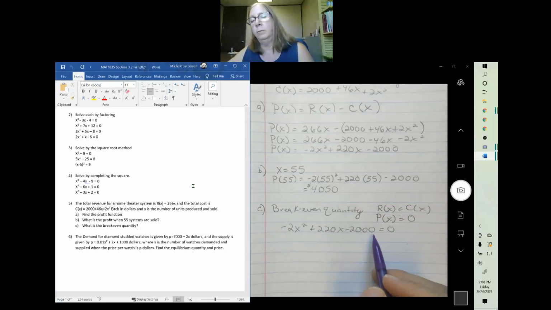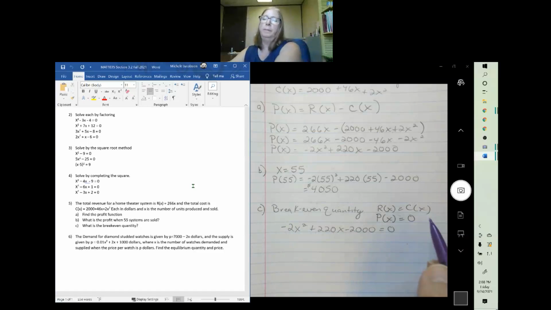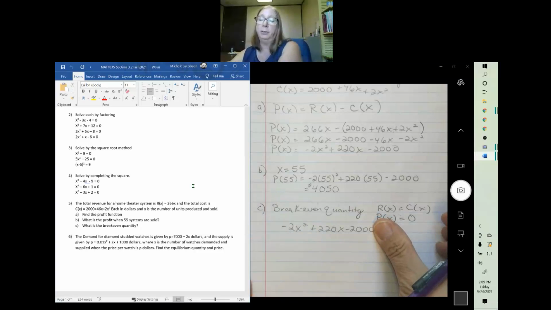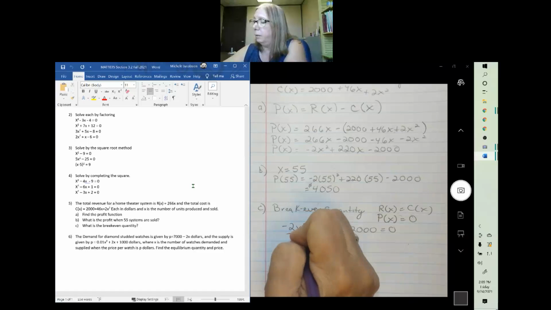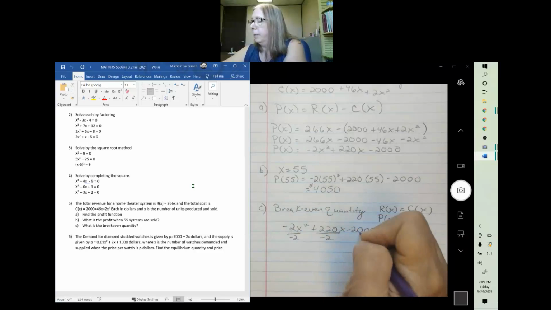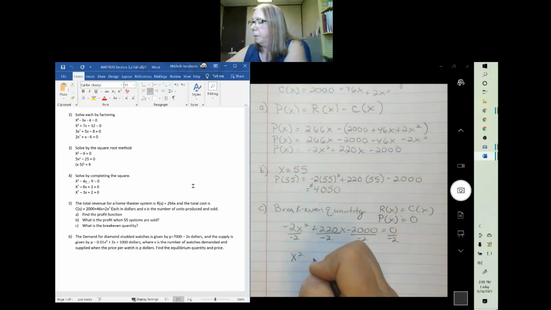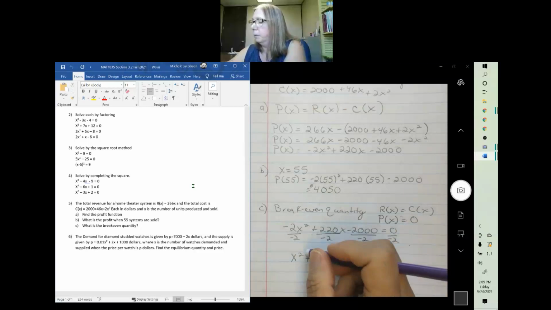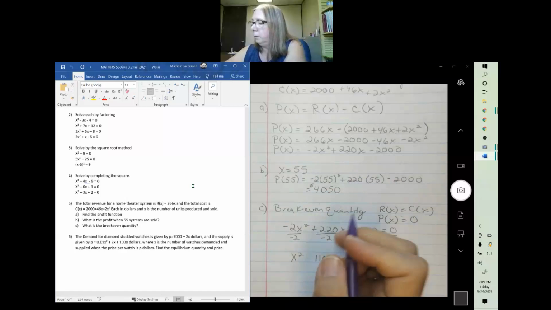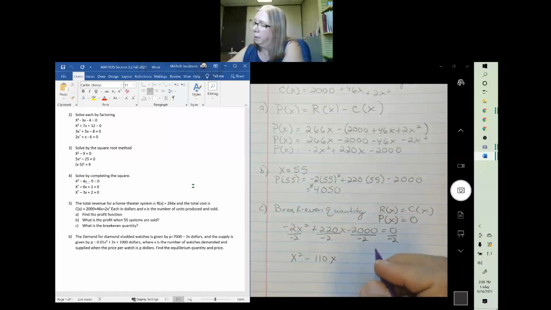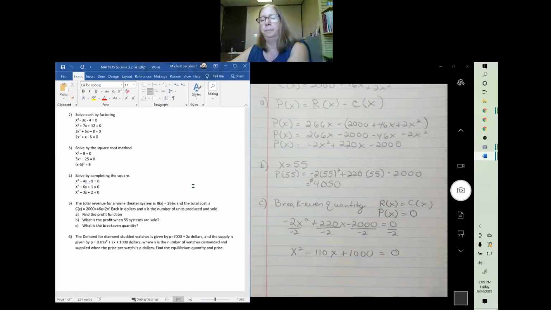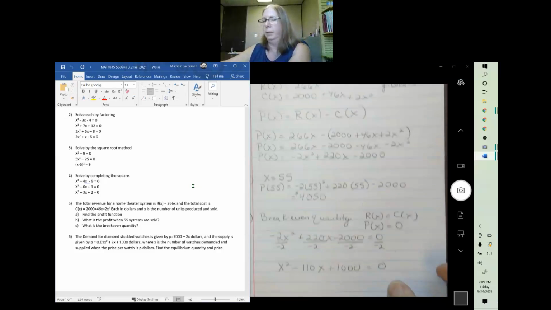You can only get rid of it when you have an equation and you divide everything by it. If I didn't have the equal to part, I could factor the 2 out, but I couldn't actually divide and get rid of it. But when you have an equation, you can. You can divide each term by a -2. You get x squared minus 110x plus 1,000 equals 0. Any questions so far?